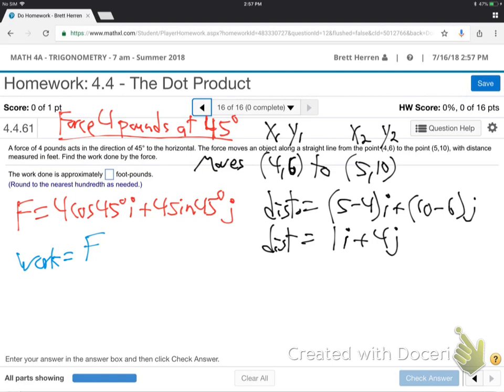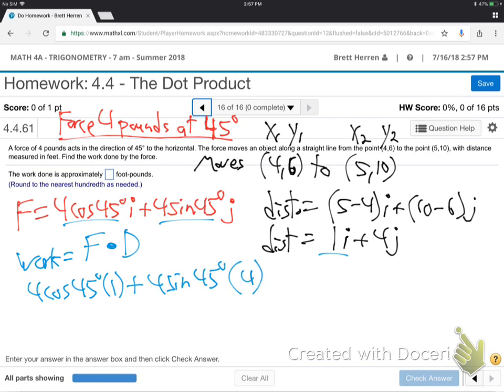So the work done is the force vector dotted with the distance vector. So I'm going to take the i times the i. So that'll be 4 cosine 45 degrees times 1, plus the j for sine 45 degrees times 4. So there it is. Just add them up. Drop the i and the j. So 4 cosine 45 plus 16 sine 45. I'm getting 14 and, to the nearest hundredth, 14.14 foot-pounds of work on that thing, moving that object. That's the work done.